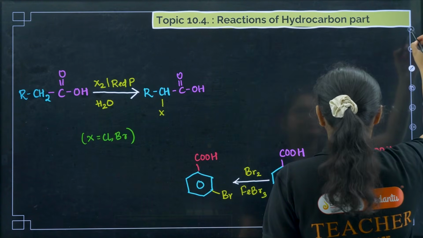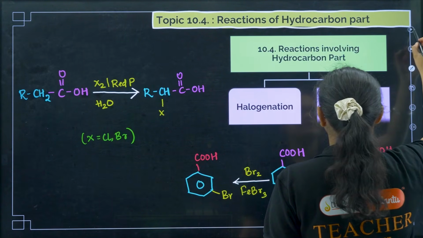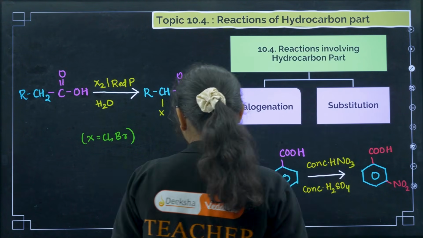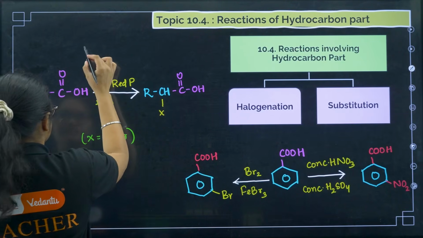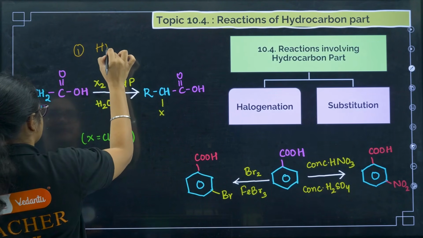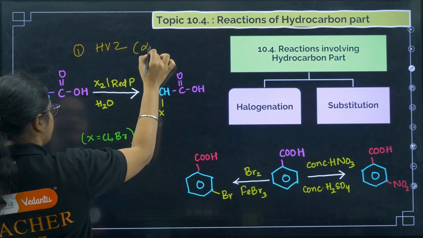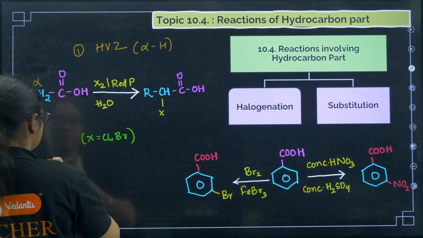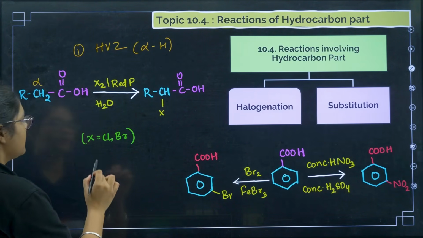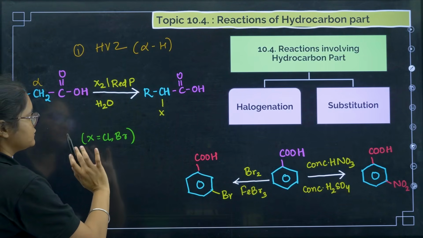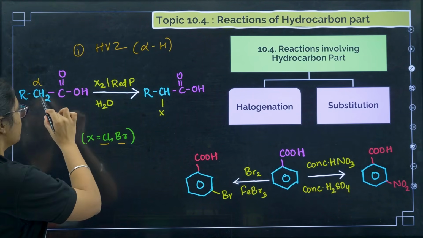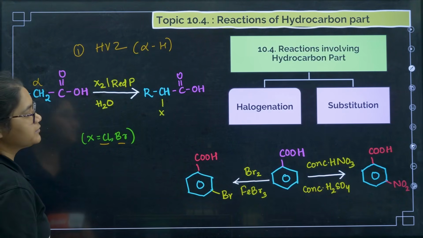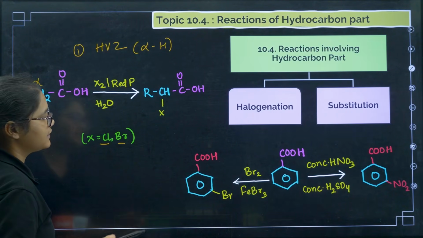Next is what? We have reactions involving the hydrocarbon part. So that is halogenation and substitution. So in halogenation, this is your very important one, HVZ reaction. So for HVZ reaction, we need alpha hydrogen. Okay, so this is the carbon, alpha carbon. So alpha carbon should have one alpha hydrogen. Okay, now when you treat it with X2 and red phosphorus, X can be chlorine or bromine, one of the hydrogen is replaced with X. Okay, so that is your HVZ reaction or Hell-Volhard-Zelinsky reaction.